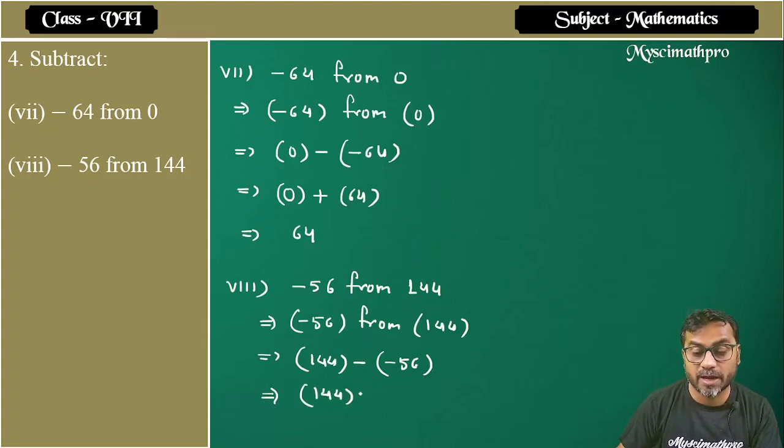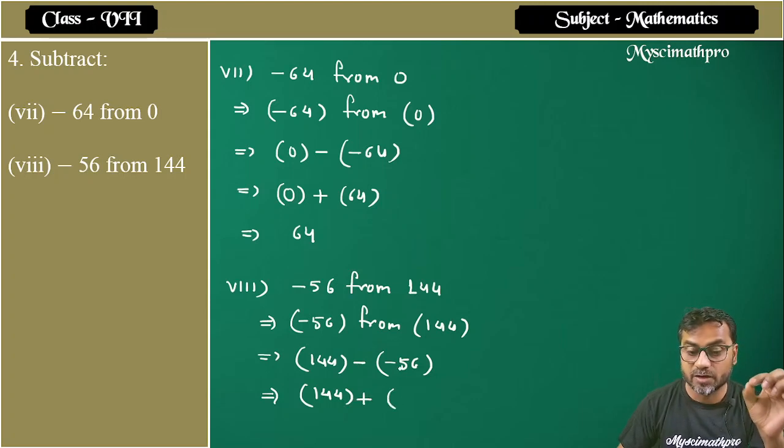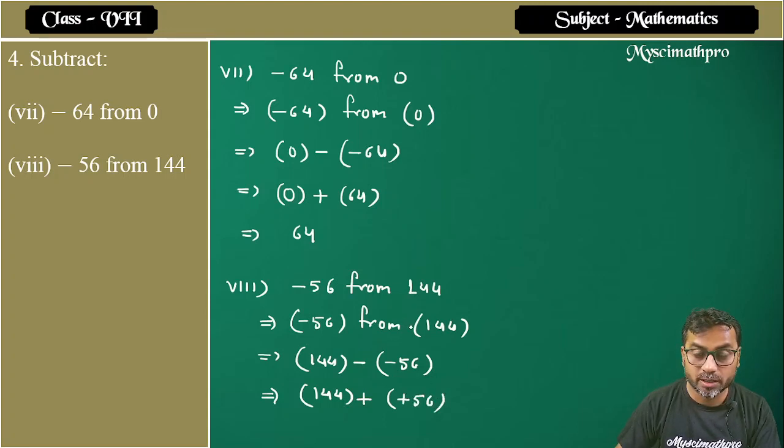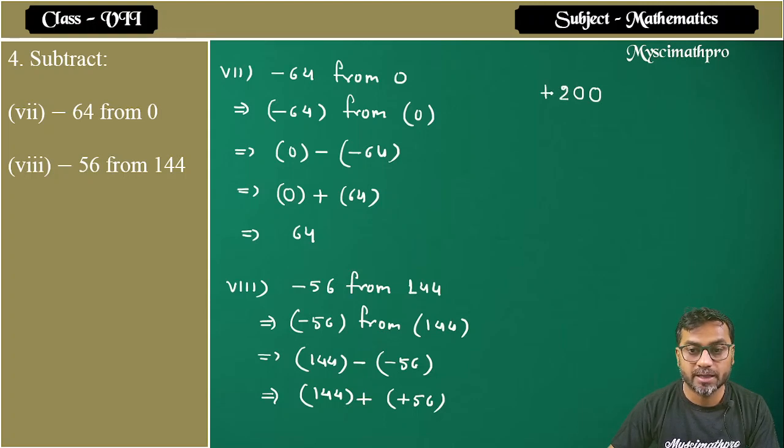In the place of minus sign, student, we put the plus sign, and the additive inverse of minus 56 is plus 56. And according to rule number 1, we have to add the values and put the common sign. So 4 plus 6, 10, carry 1, 4 plus 5, 9, and 1, 10, carry 1, 1 plus 1, 2, so 200. And the final answer is plus 200. I hope student आपको ये क्वेश्चन समझ में आया होगा.